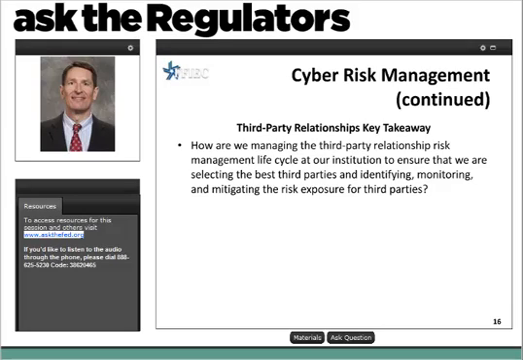When thinking about third-party vendors, your takeaway may be to ask, how are we managing the third-party relationship risk management life cycle at our institution to ensure that we are selecting the best third parties and identifying, monitoring, and mitigating the risk exposure for third parties? Let's turn to slide 17 to discuss incident response.